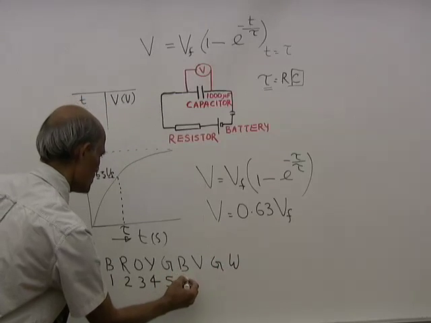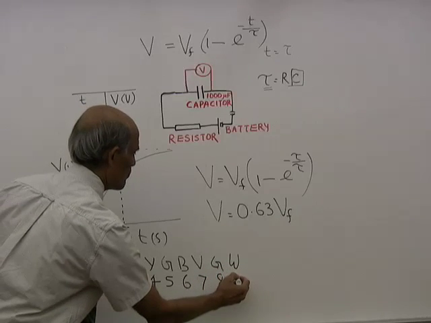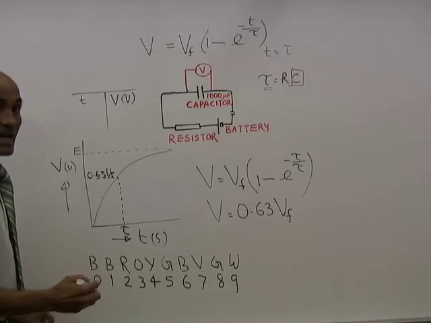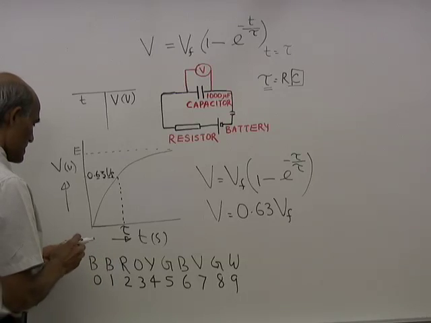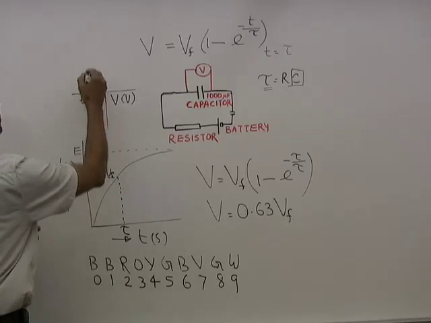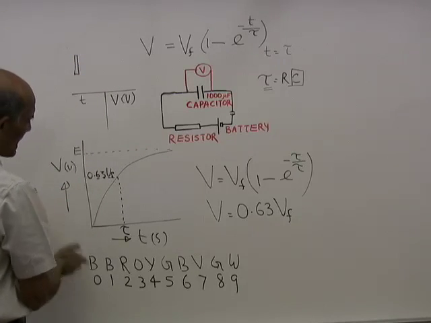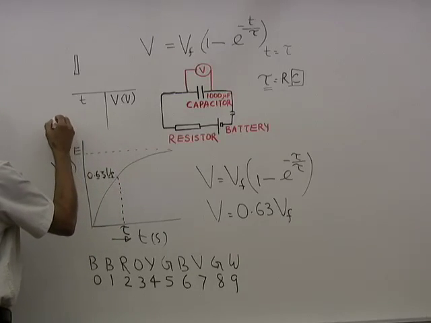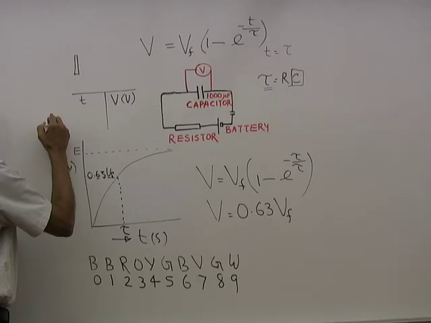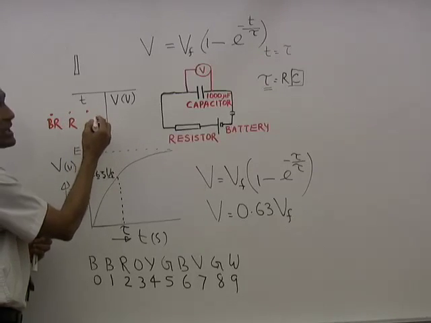Green, blue is 6, violet is 7, gray is 8, and white is 9. Now, how do we find the value of the resistor? Suppose you have something like this. You have a black to begin with. Well, black is 0. Since I don't have many of the colors, I'm going to say you have a brown to begin with. Suppose the first color is brown, the second color is red, and the third color is blue.